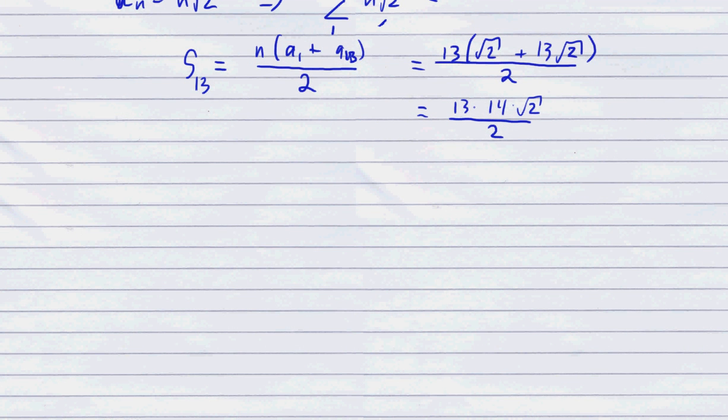I can see the 14 and the 2 will cancel each other, so that gives us 13 times 7 times rad 2. According to my calculator, 13 times 7 is 91. So the final sum of that arithmetic series is 91 rad 2.